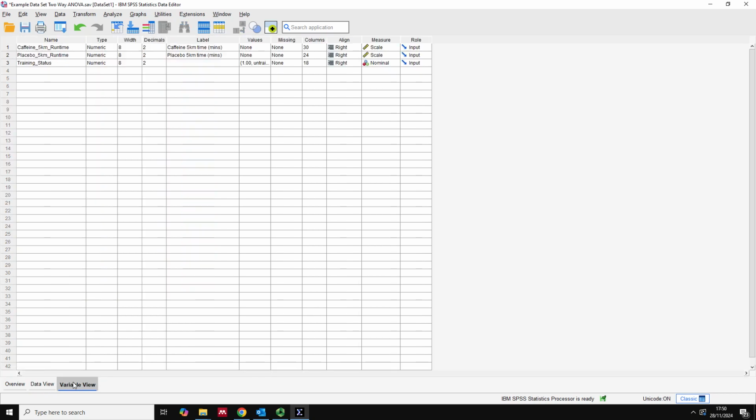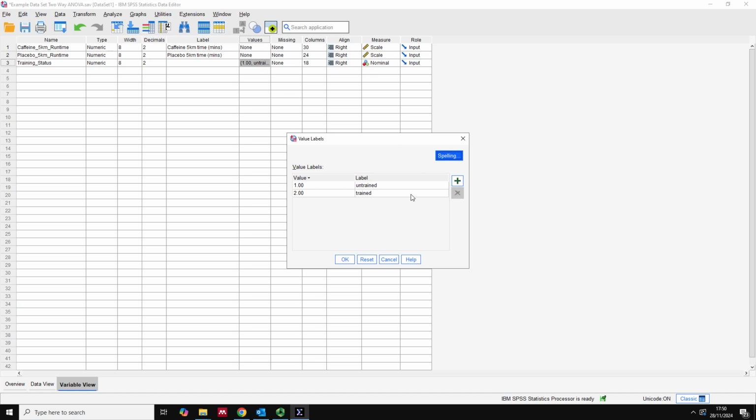We'll go down to the variable view now and look at what we've got here. So what I've done is labelled the 2 within subjects factors in minutes, just so that will help my interpretability later. We also need to tell SPSS initially which values correspond to trained and untrained. So to do that, I'm going to go down to training status and then across to values, and I'm going to click on the cell, and then this little blue box is going to appear. So I'm going to click on those 3 dots, and then it's going to open this little window.